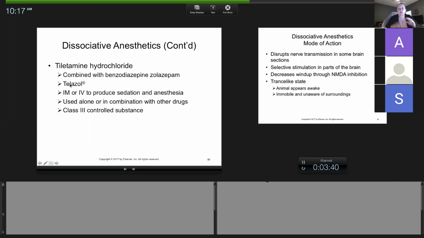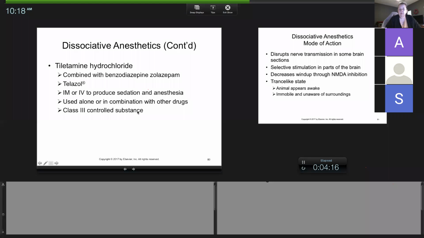The other one that we talked about is tiletamine combined with zolazepam, which is Telazol. So Telazol is considered a dissociative because it has tiletamine in it, which is like ketamine. Zolazepam is like diazepam. So do you see the similarity? Telazol is the TEL, tiletamine, ZOL, zolazepam, Telazol. If that helps you remember. Telazol, you can give it IV, but the advantage to Telazol is that it's an IM. Sometimes they will add an analgesic like morphine or hydromorphone to it.